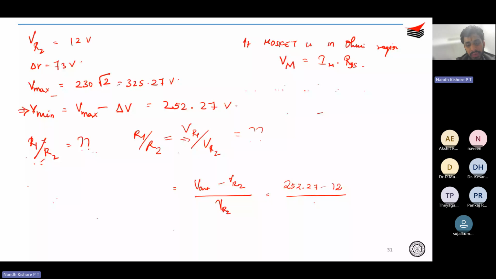VR2 is 12. So 252 minus 12 is 240. So 240 by 12 is almost 20. So this is your ratio of R1 by R2. Or this is the condition for which the MOSFET will be turned on. So you should choose your resistors accordingly. Fine. So this is VR1 by VR2.